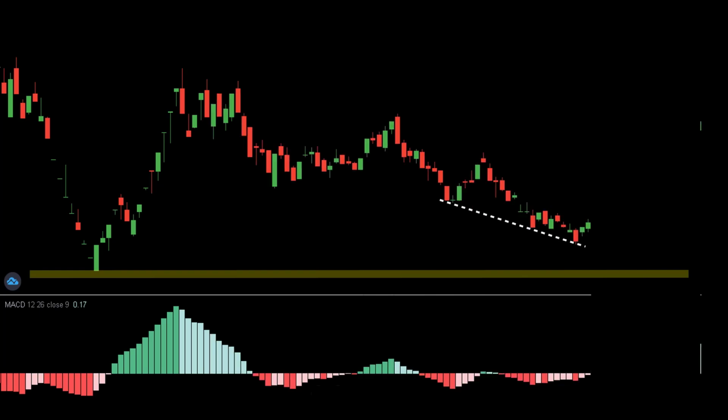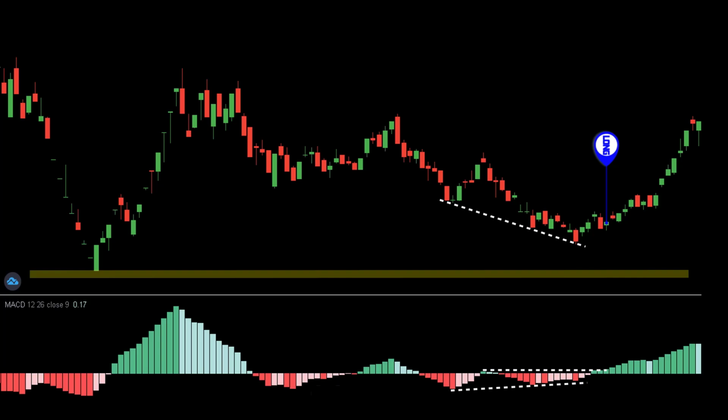Price makes a lower low as it approaches the support area. But on the MACD, we see a higher low, which is a clear bullish divergence. This tells us that selling momentum is weakening. So we consider this a high probability buy opportunity. Next, we mark the highest point between the two MACD lows and draw a straight line from that point. As soon as the histogram breaks above this line, we enter a buy order. And as you can see, the price makes a strong upward move after that.